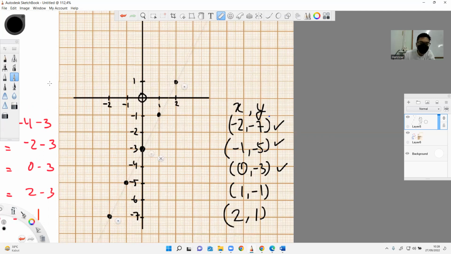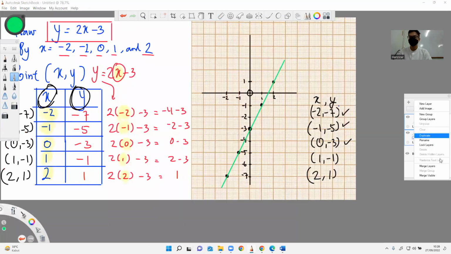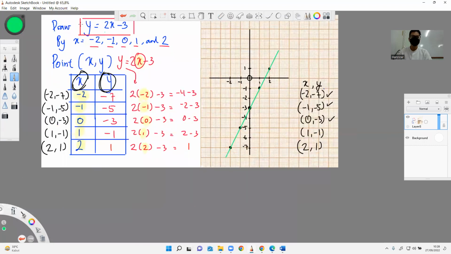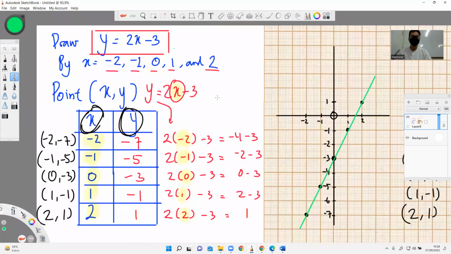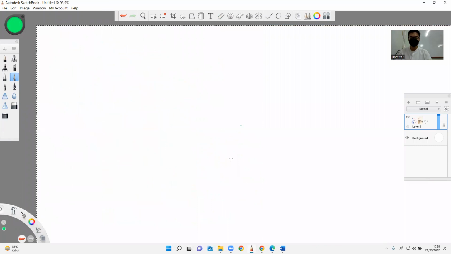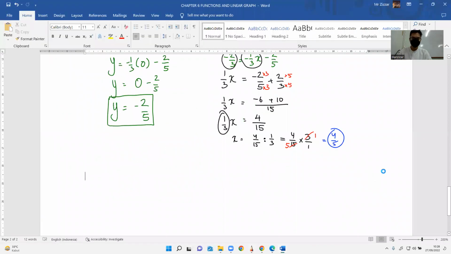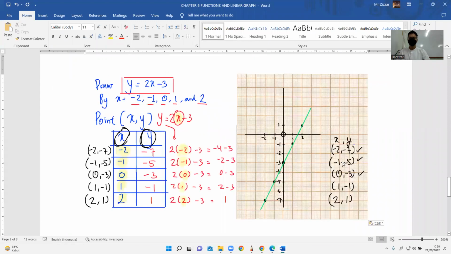I will use the green color here. Okay, any questions so far? So this is the function that you will learn afterwards. Yeah, sure. Oh no, not yet. 2x minus 3. Sorry? It's always a line. Okay, it's a specific line.